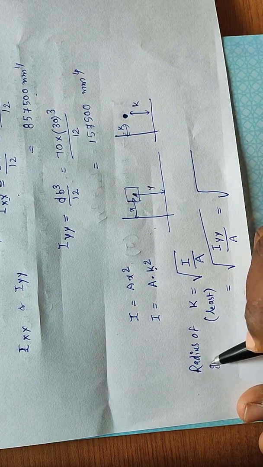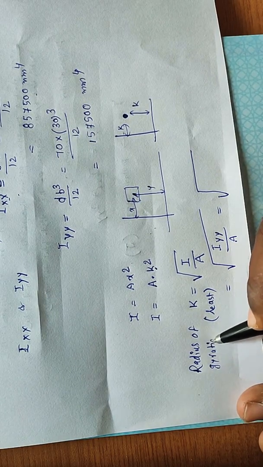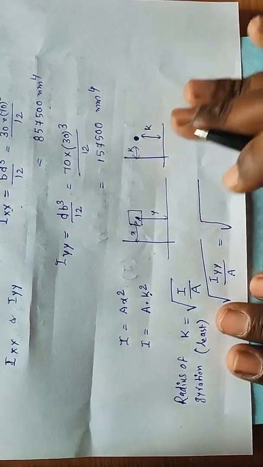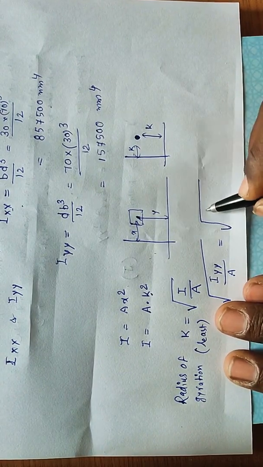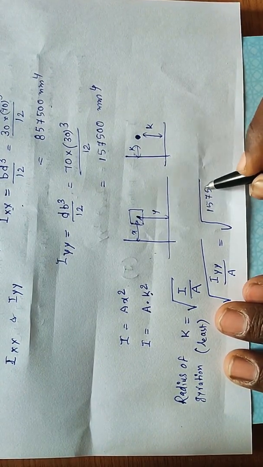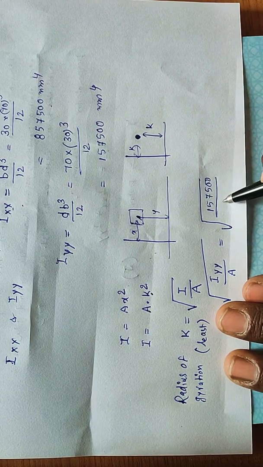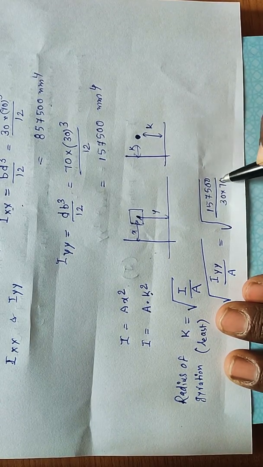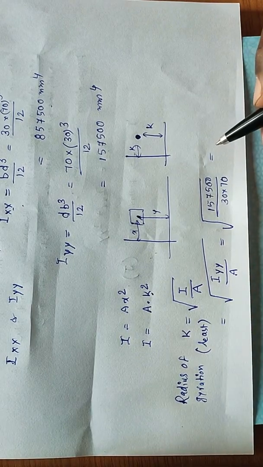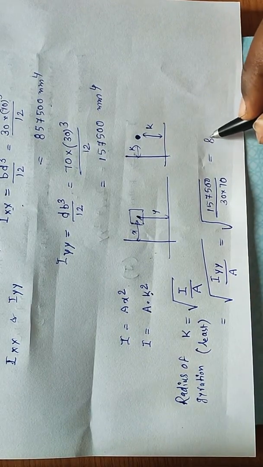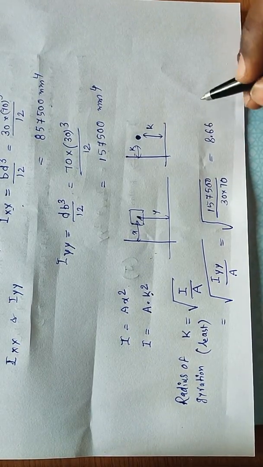So the radius of gyration is under root of 1,57,500 by area, which is b into d, 30 into 70. If you calculate, you will get a value of 8.66 mm.